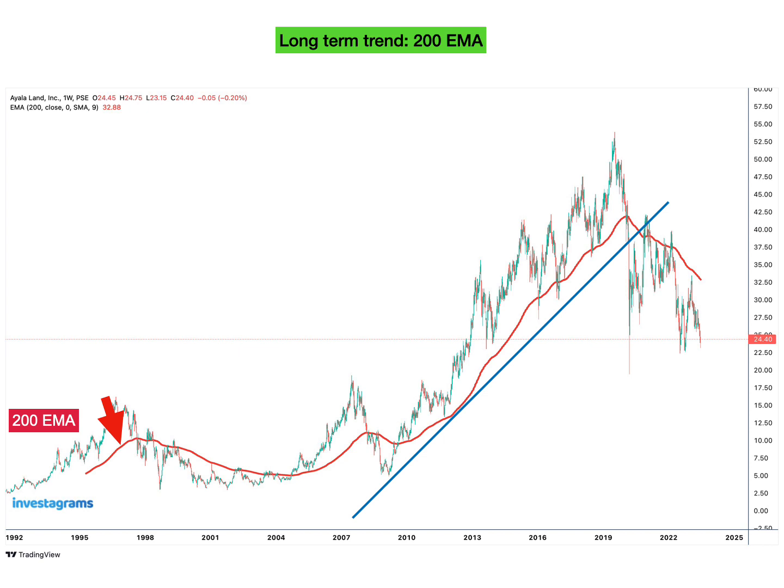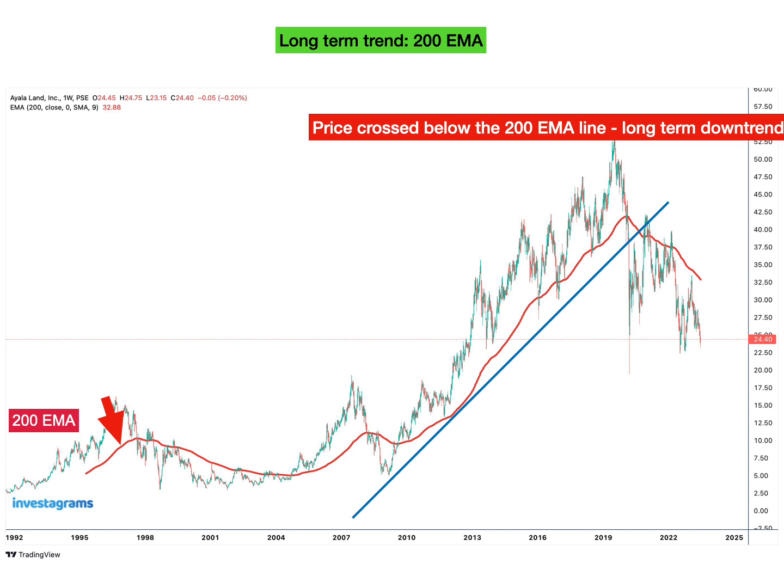If the price bars are below the 200 period EMA line, then the trend is down. It is on a long-term downtrend. If the price bars are above the 200 period EMA line, then the trend is up. It is on a long-term uptrend.